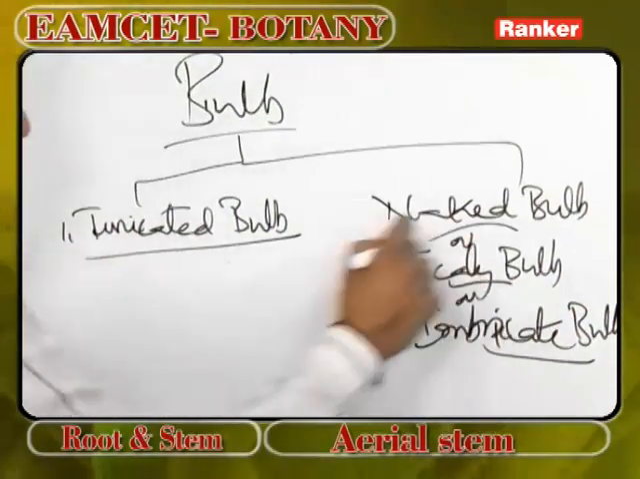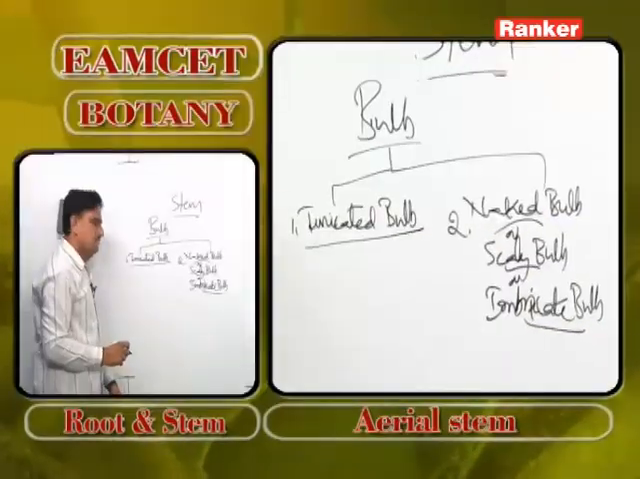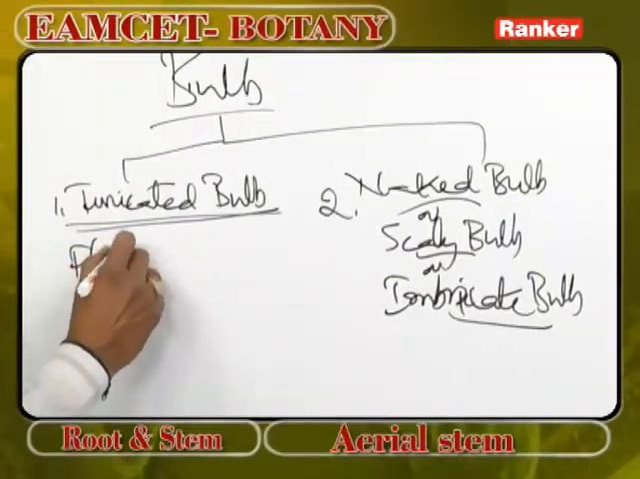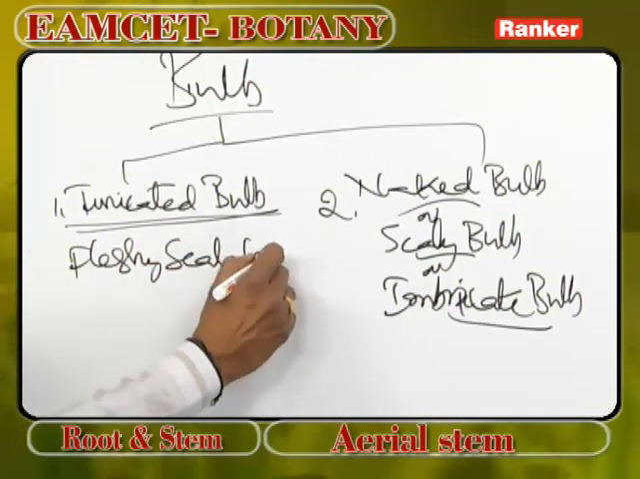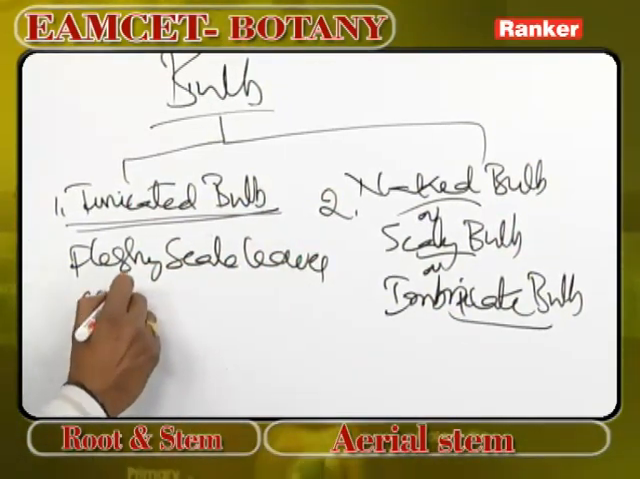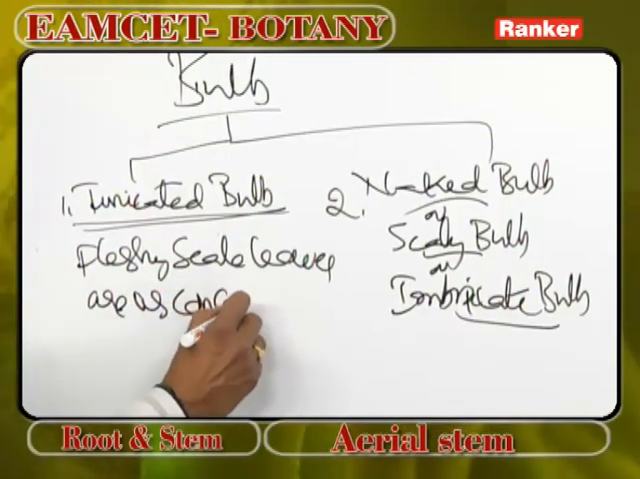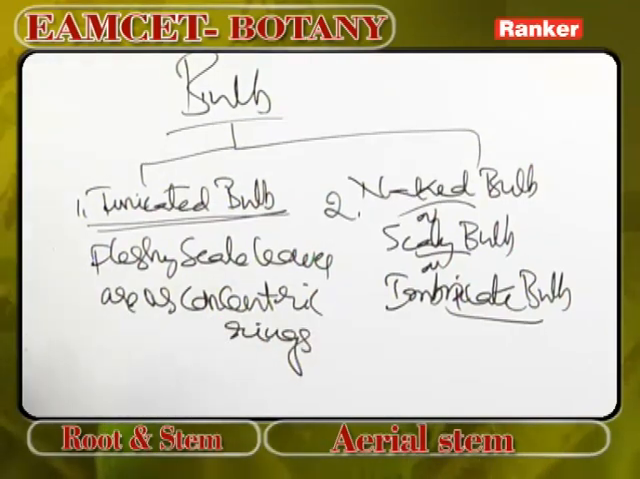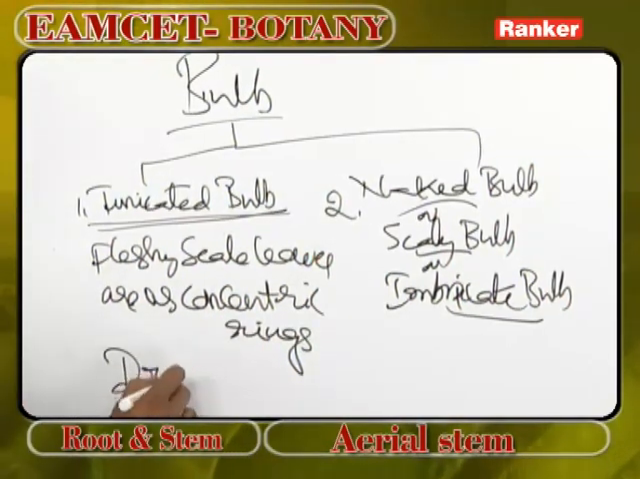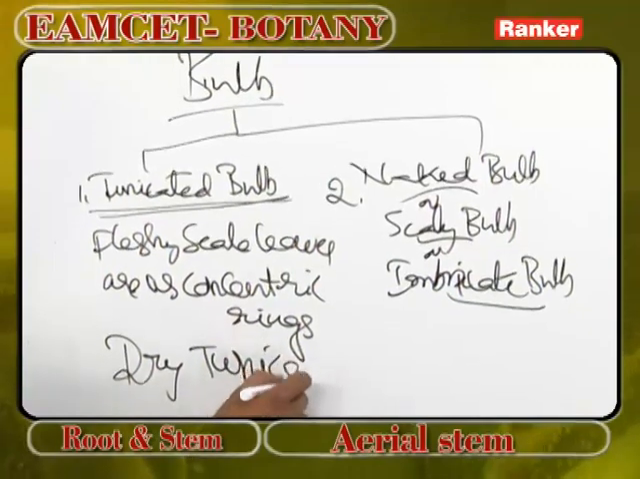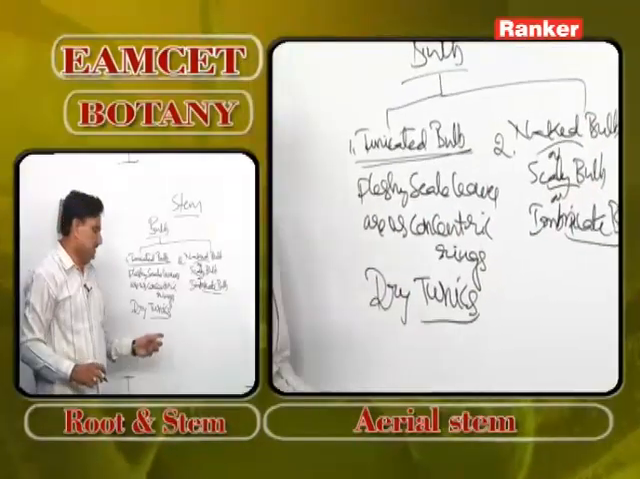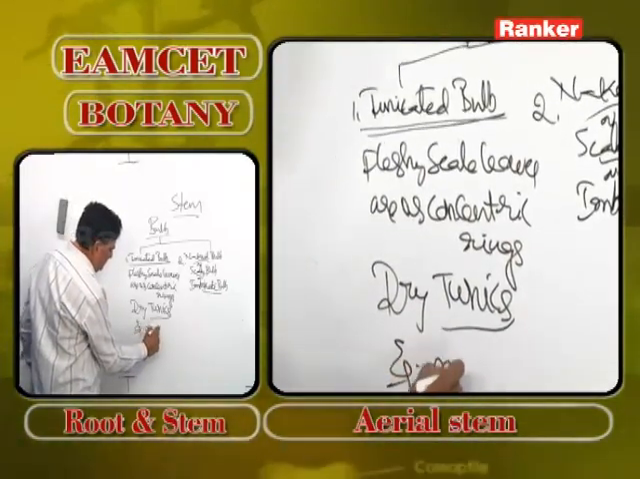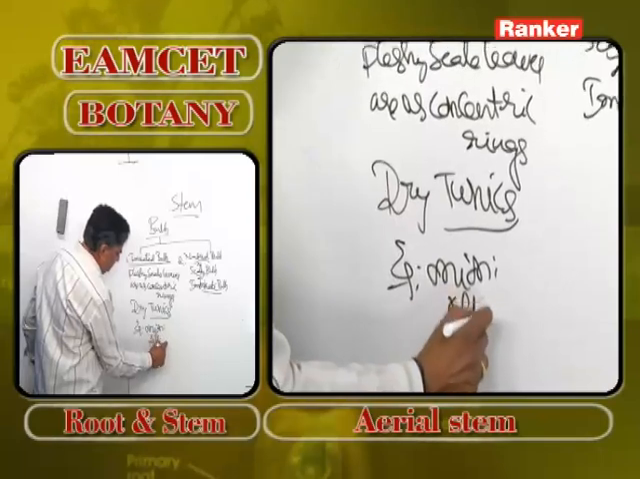Tunicated bulb, naked bulb or scaly bulb or imbricate bulb. First, tunicated bulb. Here fleshy scale leaves which store food and water appear as concentric rings. They appear like ring-like structures, and the total bulb is surrounded by dry scale leaves called tunics. So, the bulb is completely externally surrounded by dry scale leaves called tunics. Example, onion, Allium cepa.